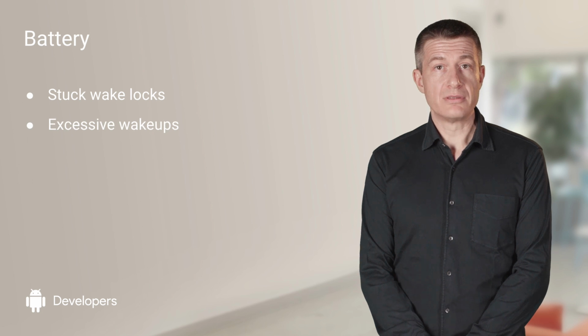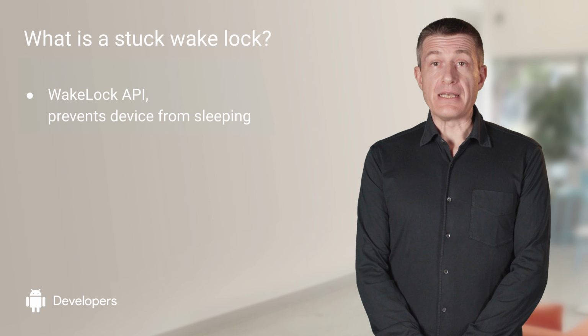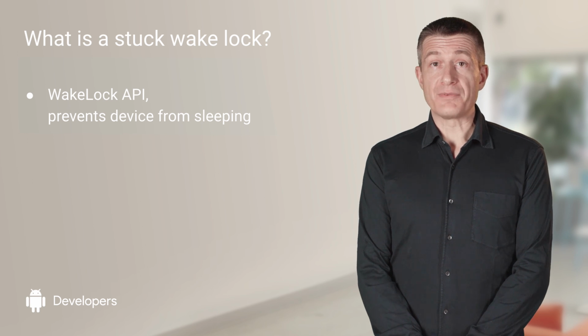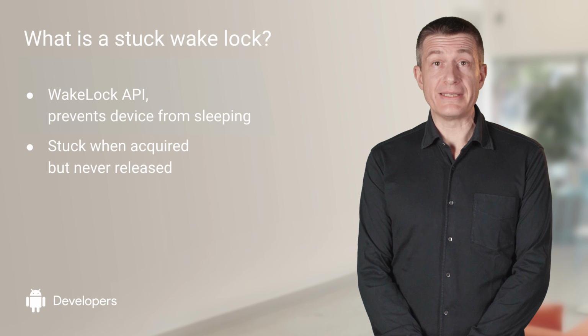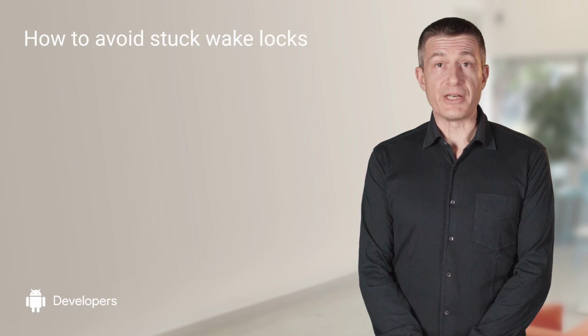excessive wake-ups. With the wake locks API, you keep a device from entering deep sleep, and as a result, prevent it from conserving the battery. A stuck wake lock occurs when you acquire a wake lock but never release it, so the device keeps the CPU running and drains the battery. What's the best way to avoid stuck partial wake locks?